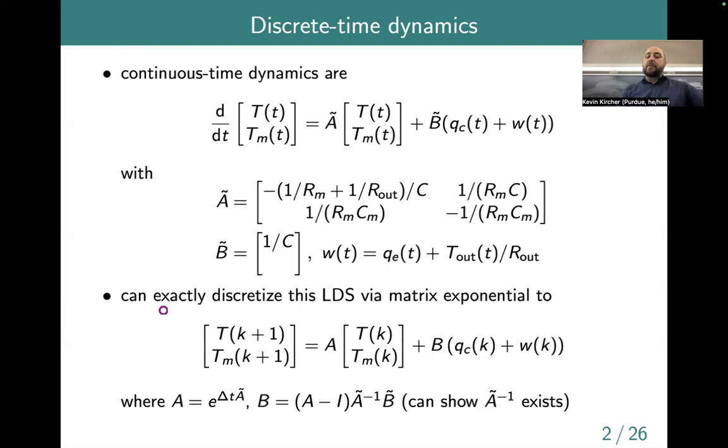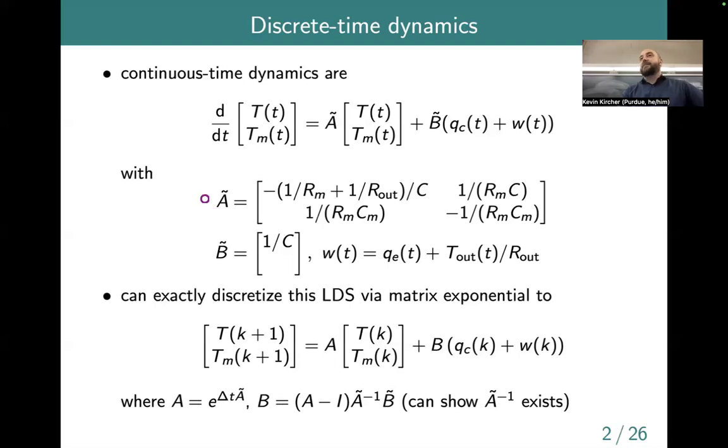Looking back at the material on linear dynamical systems, we know that we can discretize this continuous time ODE system into a system of difference equations, basically discrete time dynamics equations, using the matrix exponential. So here, the discrete time matrix A is just e to the matrix exponential of the time step times A tilde, which is this continuous time dynamics matrix. And then we get a formula for B as well. It involves the inverse of this matrix A tilde.